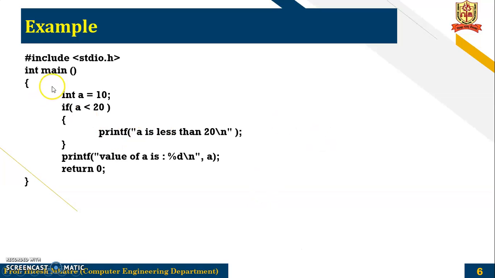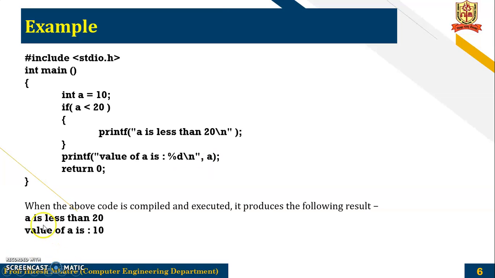Example: we have C, hash include stdio.h, integer main, integer a equal to 10, so I am assigning the value of a as 10. My condition is a is less than 20. So check, is a less than 20? A is 10, 10 is less than 20, it's true, so it will print a is less than 20, and then again printf value of a is the value specified by the variable a, that is 10. So once you execute this program, you see a is less than 20 is printed because the condition is true, and the value of a is 10.